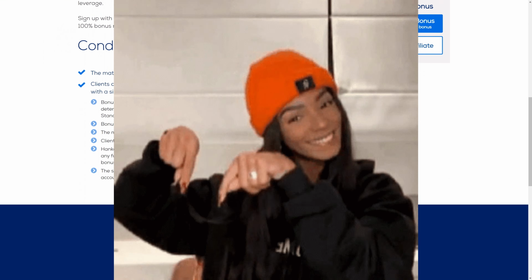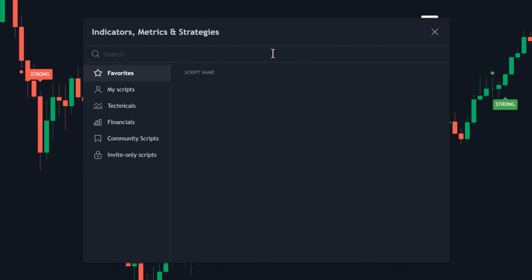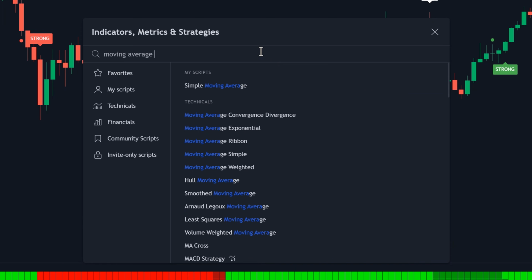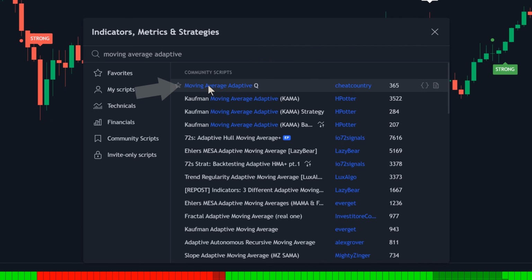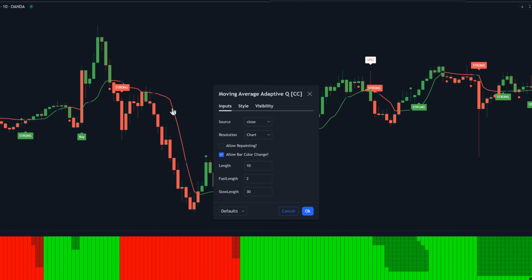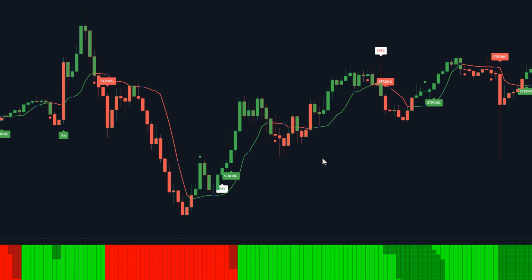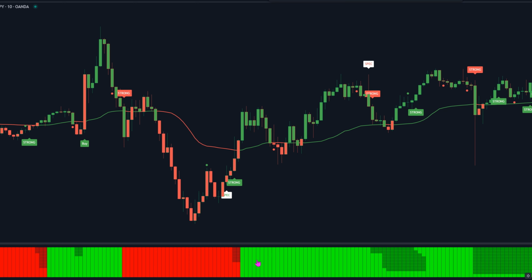Now, let's add the two indicators to our chart. On the Indicator Search tab, type in Donchian Trend Ribbon and select this one by Lonesome the Blue. Next, type in Moving Average Adaptive and select this one by Cheat Country. Then double-click on the Moving Average Adaptive Q indicator, this one. Then on the Inputs tab, change the fast length to 10 and the slow length to 20. Click OK. For the Donchian trend, we're going to be using the default settings.